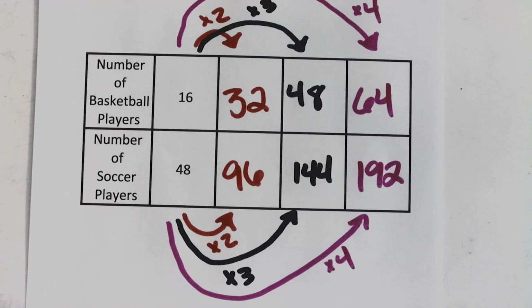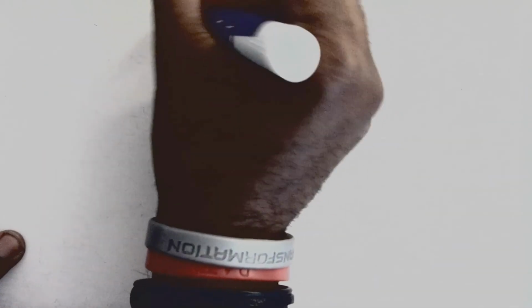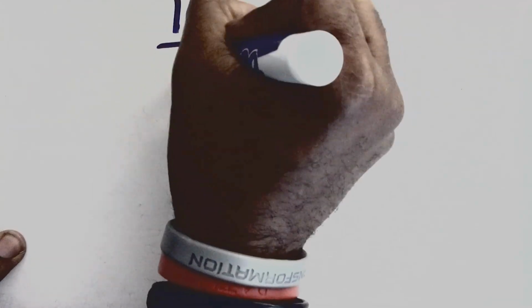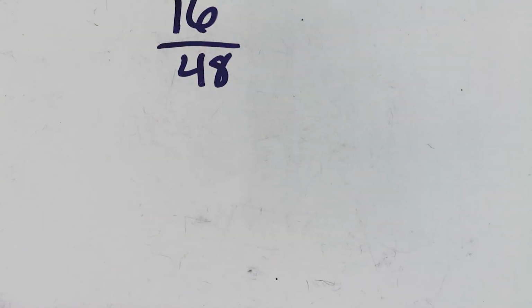So another way we can do this same problem is to use multiplication. We can multiply both terms by the same non-zero number. We started out with 16 to 48. So I'm going to write that down. We started off with... what do you think we can multiply both terms by?